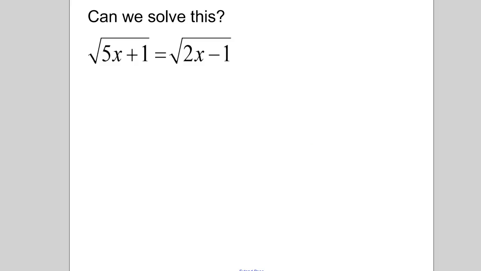This is something a little different. I'd like you guys to think about this. Go ahead and write this down. I've got 2 radicals. We can solve this by squaring each side. So can we solve this? Absolutely. We can square each side. So let's do that.